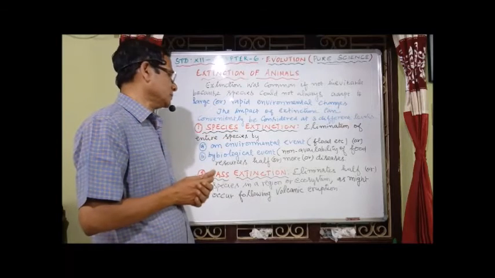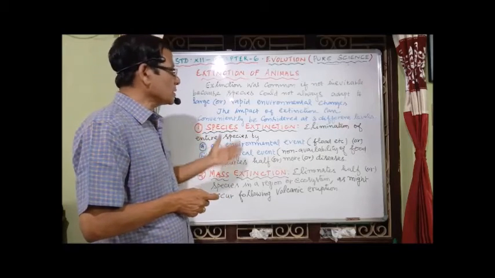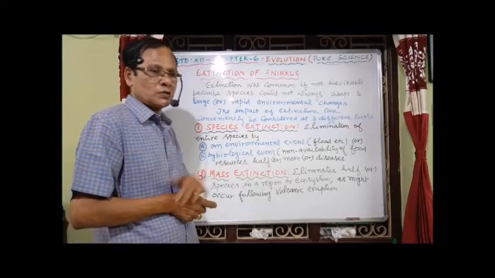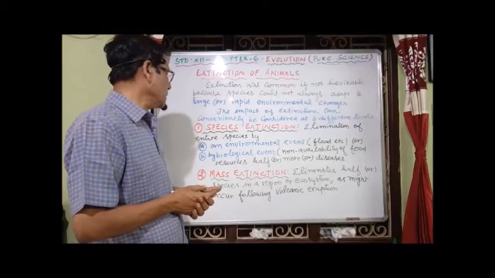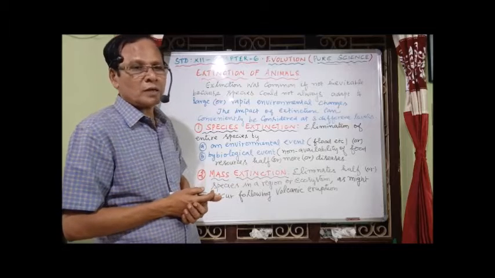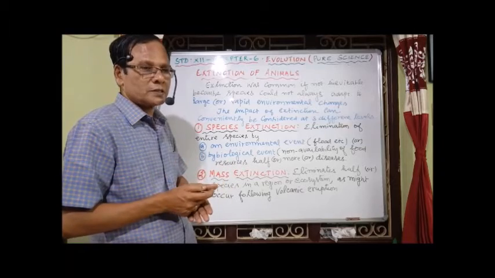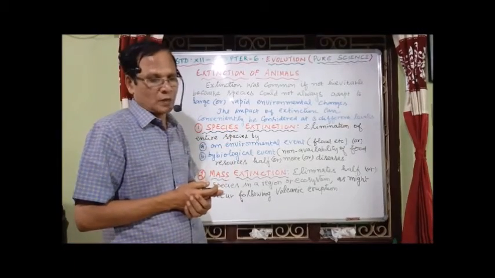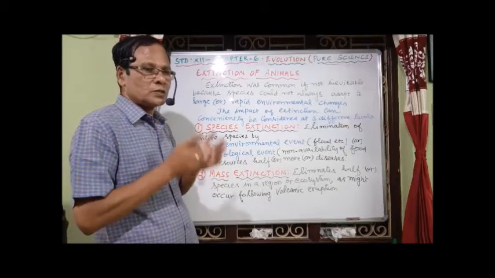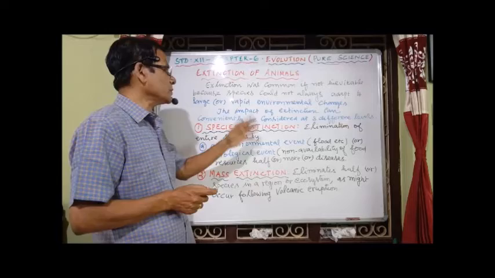What is species extinction? Elimination of an entire species. What is the reason for that? Elimination of an entire species by an environmental event, maybe a flood or a tsunami, various climatic conditions, or a biological event. Biological events include diseases and non-availability of food resources, whether 50% or more than 50%, half or more than half. That results in species extinction. So due to an environmental event or a biological event, extinction of an entire species occurs.